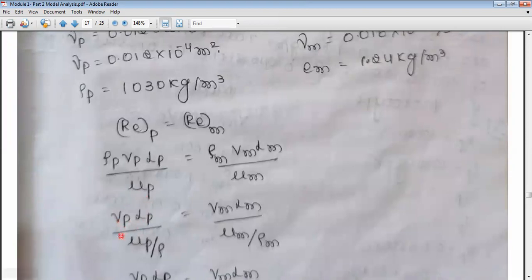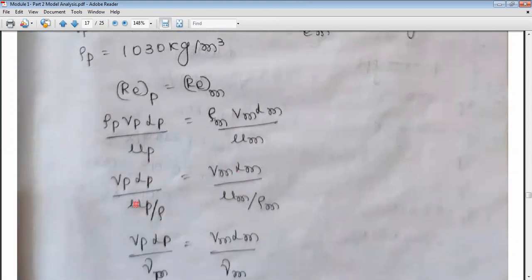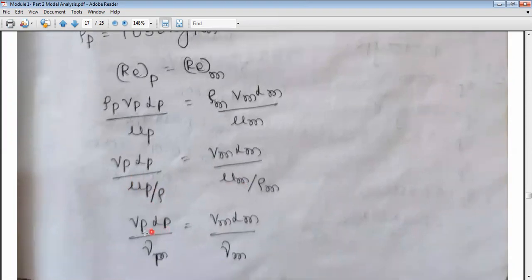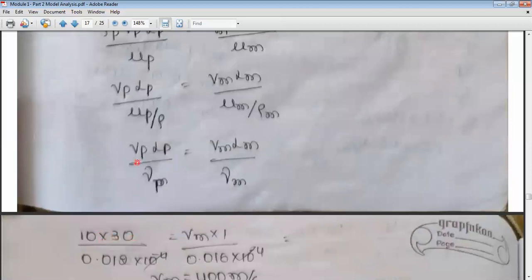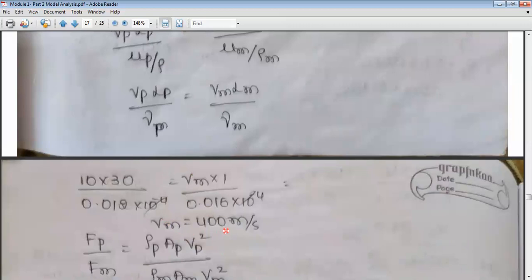It becomes Vp Lp divided by mu p by rho p, similarly Vm Lm divided by mu m by rho m. I have taken this rho p and rho m to the denominator because we know that kinematic viscosity is equal to dynamic viscosity divided by density. Since dynamic viscosity is not given, kinematic viscosity is given, that's why this alteration has to be done. So Vp Lp by nu p is equal to Vm Lm by nu m. It becomes 10 into 30, that is velocity and the length, divided by the kinematic viscosity, is equal to Vm into 1 divided by kinematic viscosity. You get Vm as 400 meter per second.